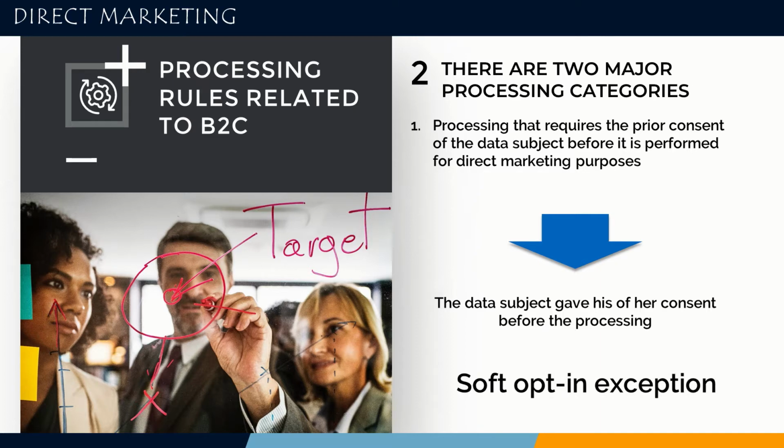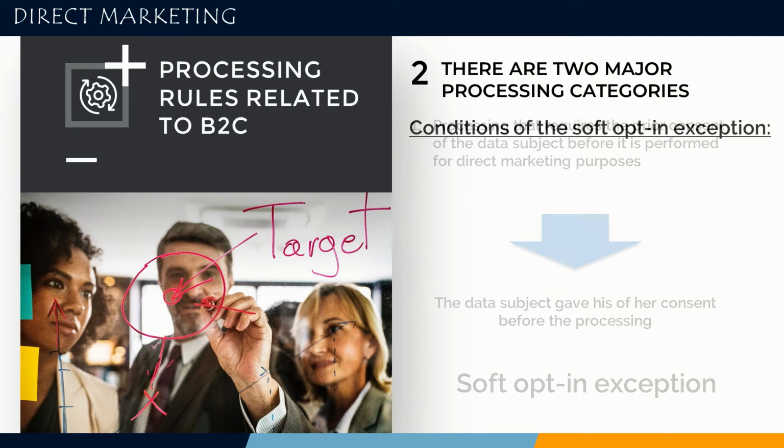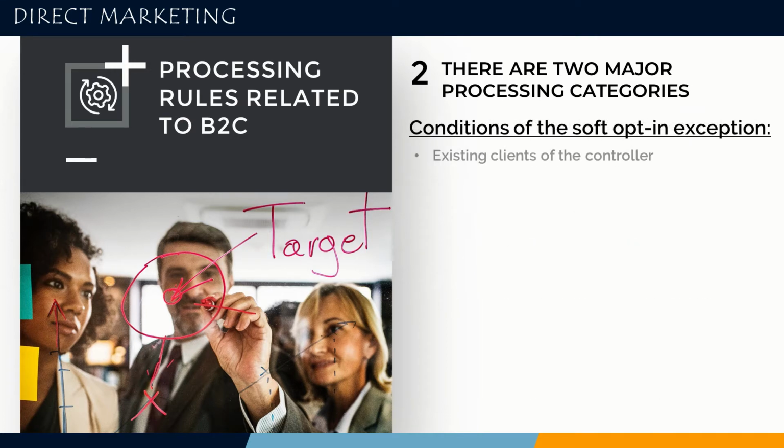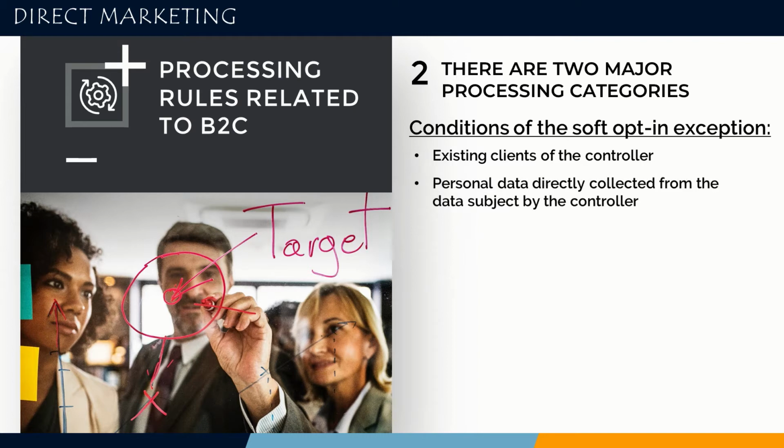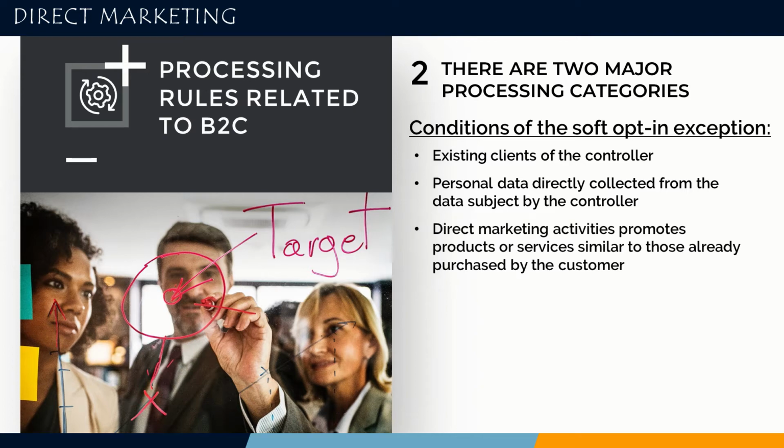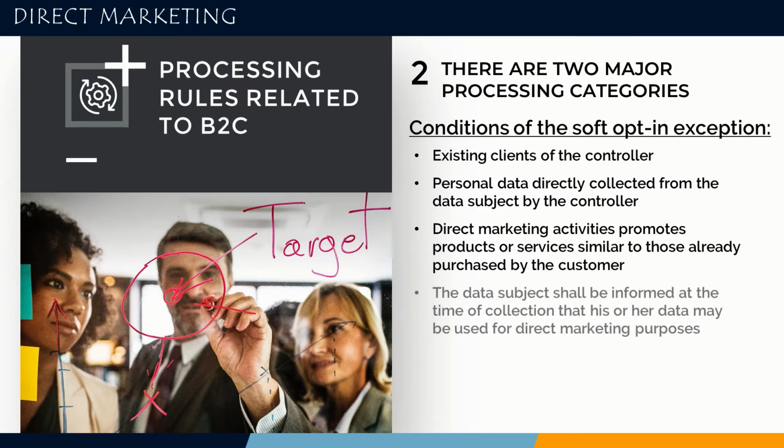For this exception, it is not necessary to obtain the prior consent of a natural person in the following situation. First, when this person is already a customer of the controller. Secondly, where the data was directly collected from the data subject by the controller. Third, when the direct marketing promotes products or services similar to those already purchased by the customer. And finally, when the data subject is informed, at the time of collection, of the fact that his data may be used for direct marketing. He must be able to object to such processing at any time.